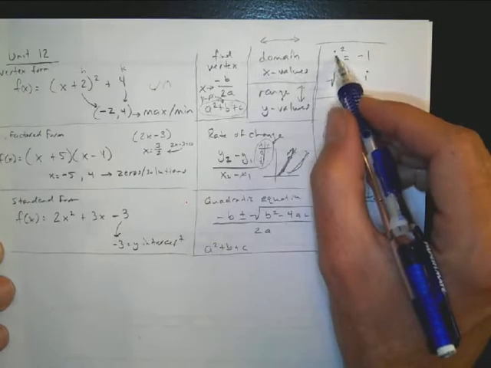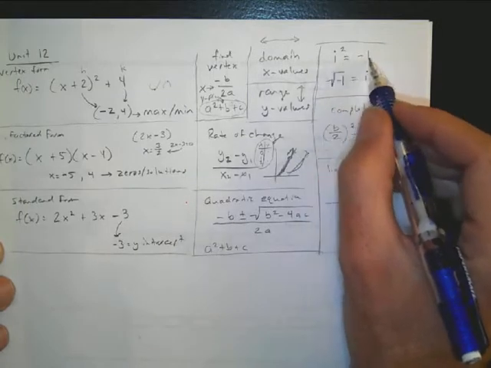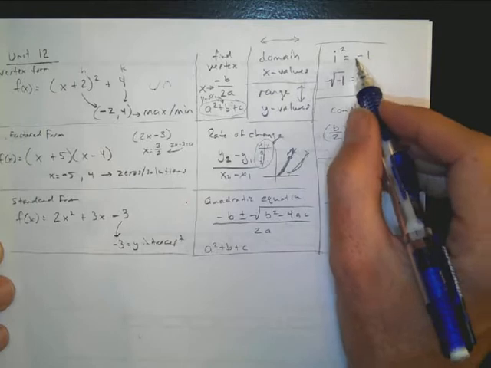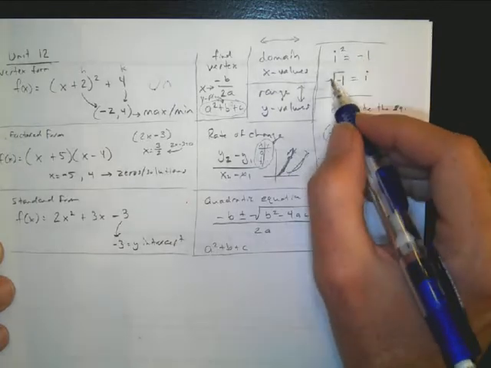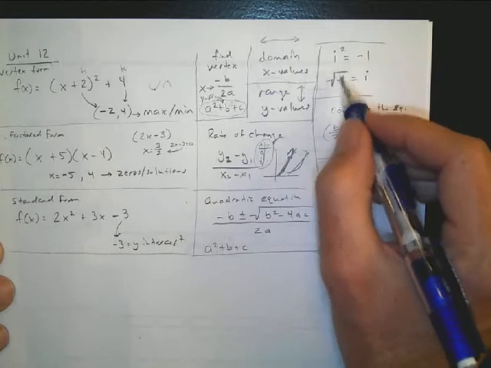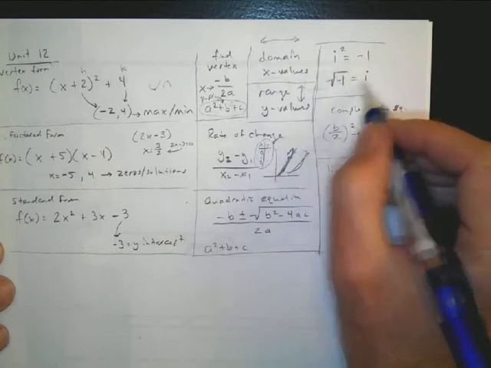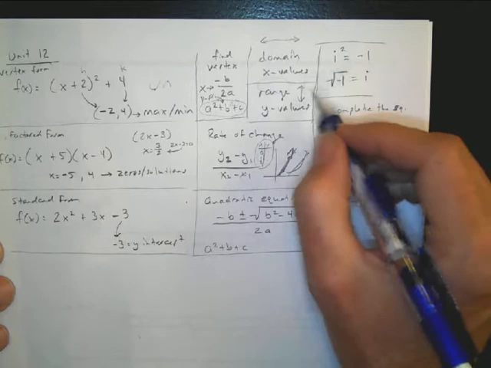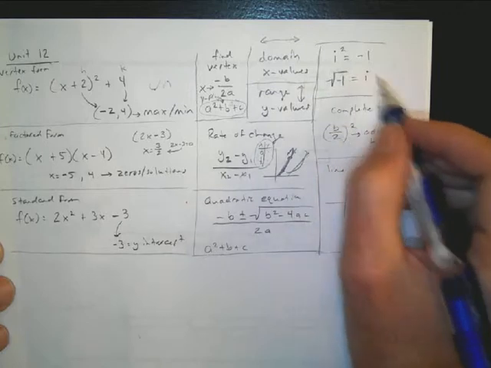Just recall that i squared equals negative 1. So if you ever have an i squared, you can replace that with a negative 1. If you have a square root of negative 1, we don't want to keep a negative number underneath the radical. That becomes an i, and so you could take the negative out and put an i out in front.